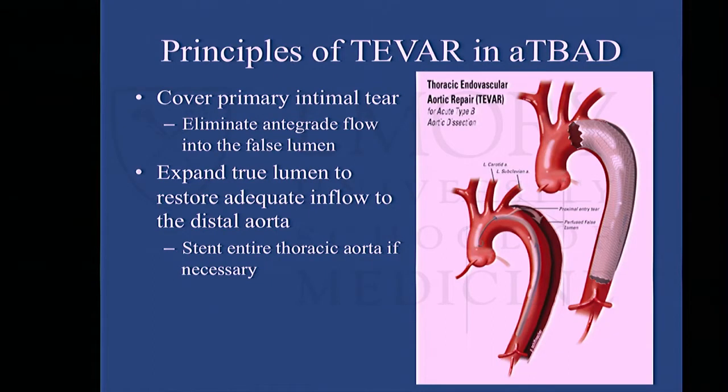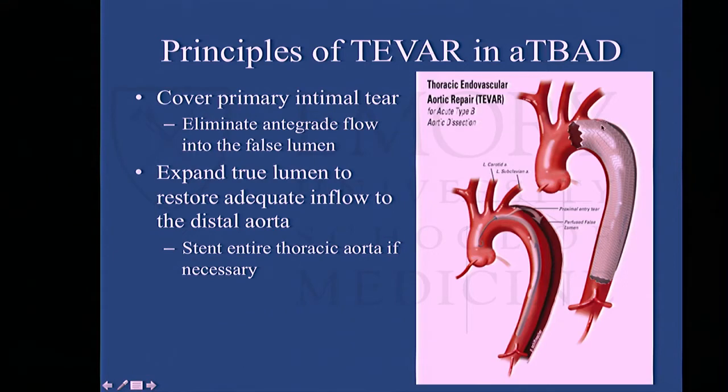So what are the principles of stenting these type Bs? Number one, you have to eliminate all antegrade flow into the false lumen by covering the primary tear. That's number one. And we are now stenting all the way down from left subclavian to celiac, typically, for remodeling purposes. What you're doing there is trying to expand the true lumen, divert all the flow into the true lumen, restore adequate inflow to the distal aorta. If you do that, they will do much better, and you will have success.